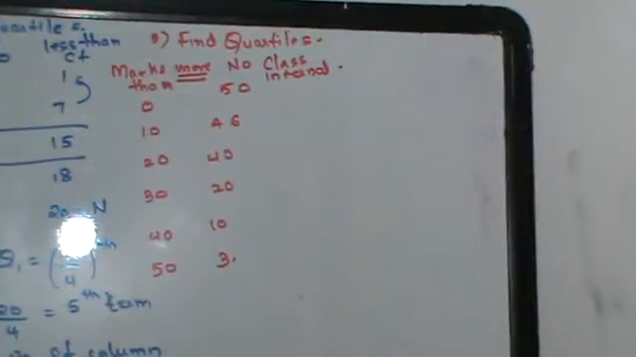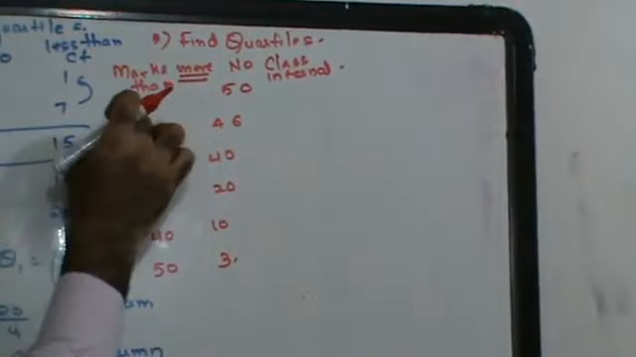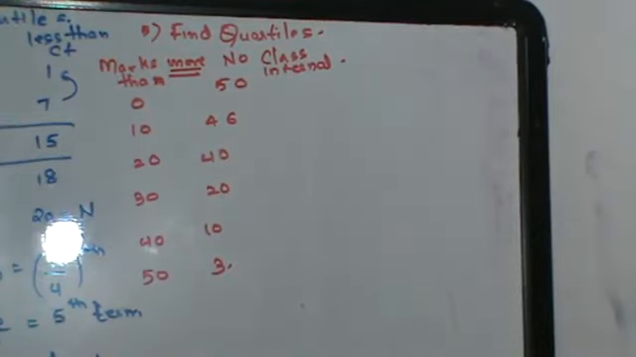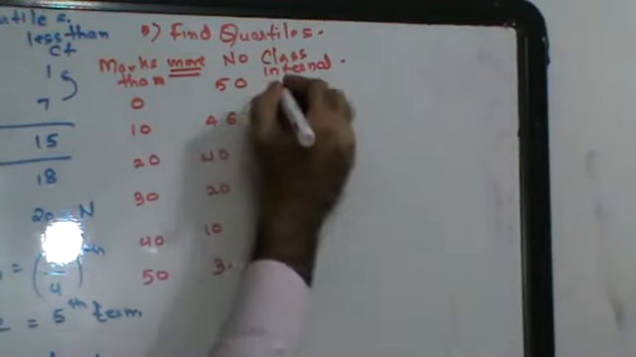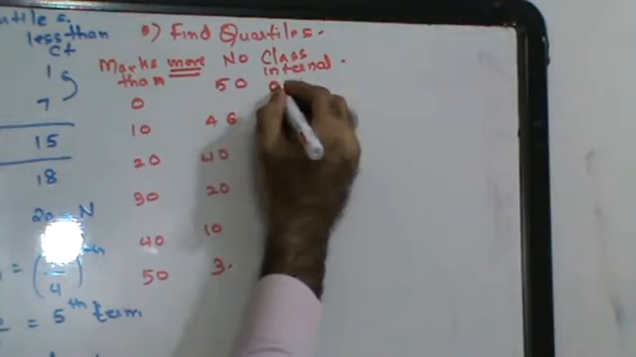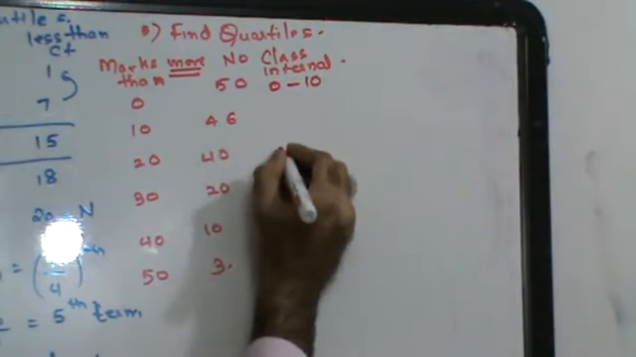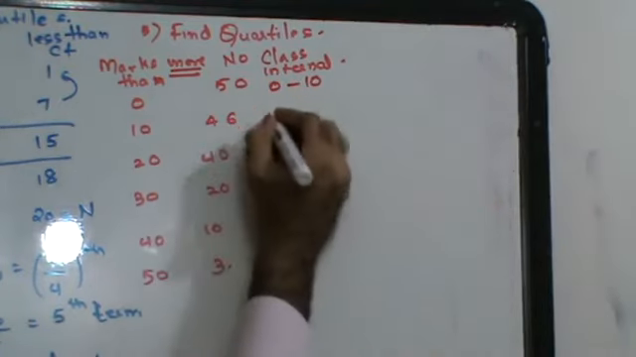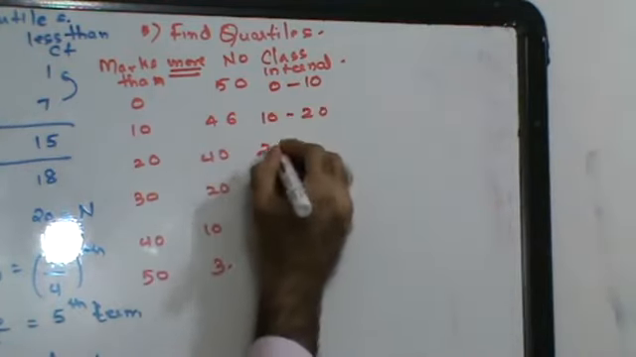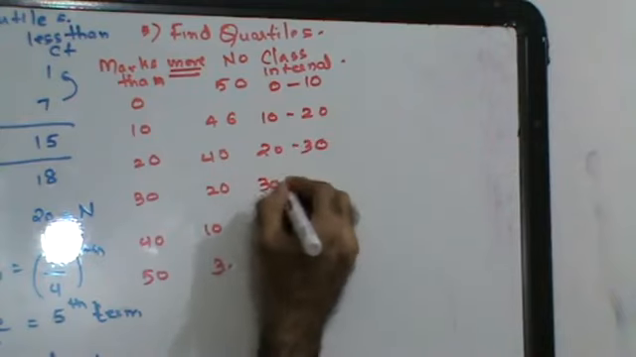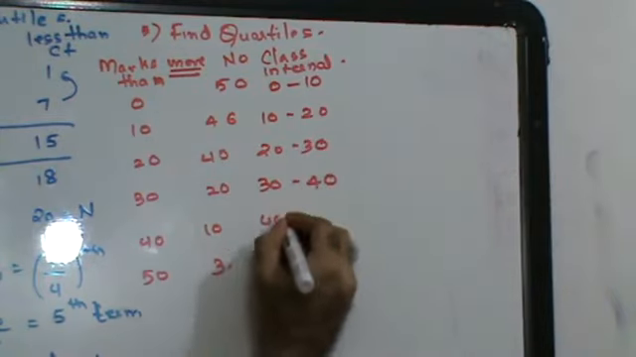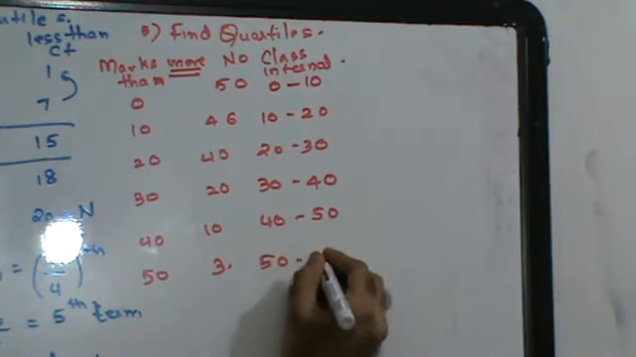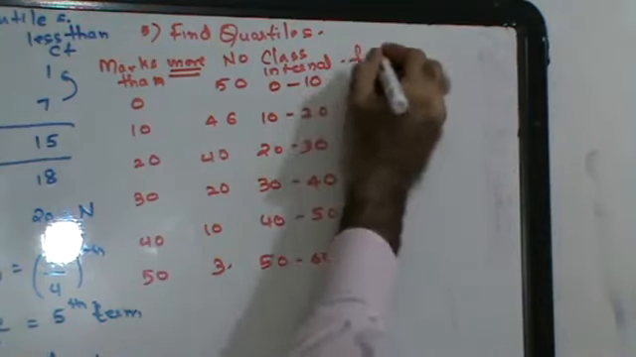Now, what is the class width? How do I get the class width? Second term minus the first term, 10. So, you will start with 0 and add the class width to it. 0 plus 10 is 10. So, the first class interval will be 0 to 10. Then, same way, 10 to 20, 20 to 30, 30 to 40, 40 to 50, 50 to 60. CF. Then you have to find out frequency.